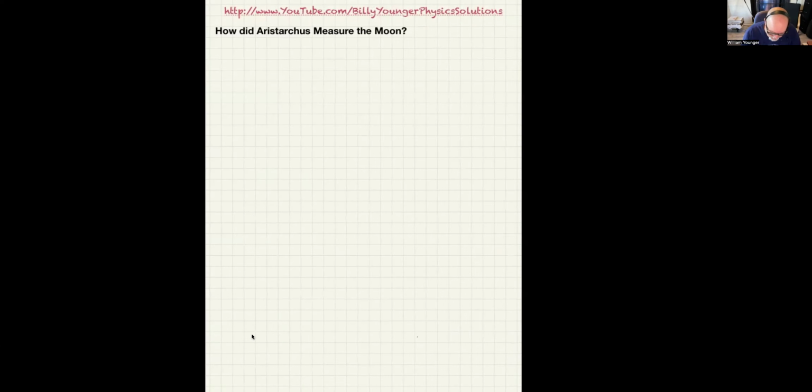So, anyways, let's move on to the next part, which is how did Aristarchus measure the moon? So we have, of course, the measurement of the radius of the Earth, and you might wonder, well, how do we actually figure out how big the moon was, and how do we figure out how far away the moon is, and how do we figure out how big the sun is, and how do we figure out how far away the sun is?